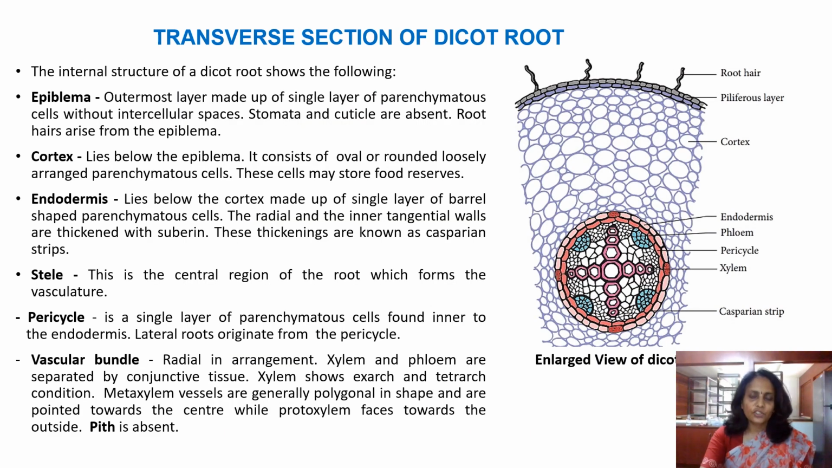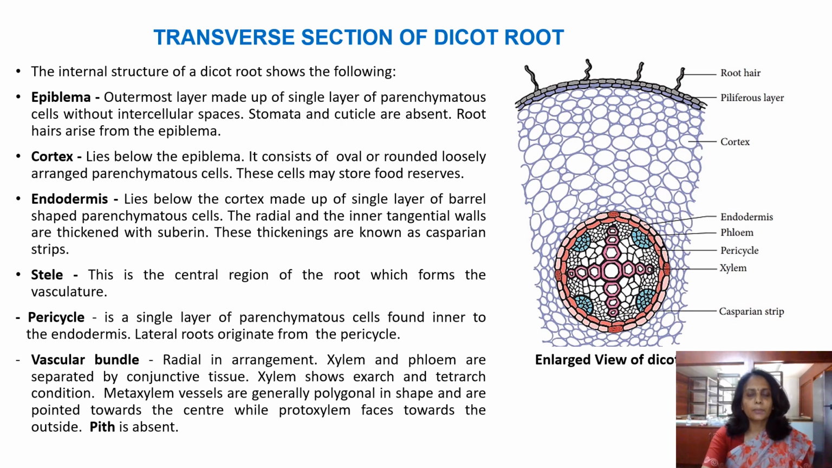The transverse section of a typical dicot root shows the following characters. The outermost layer is the epiblemma. In case of root, instead of epidermis, we use the word epiblemma, which is made up of parenchymatous cells. Single layer, stomata is absent, cuticle is absent, and the epiblemma gives rise to the root hairs.